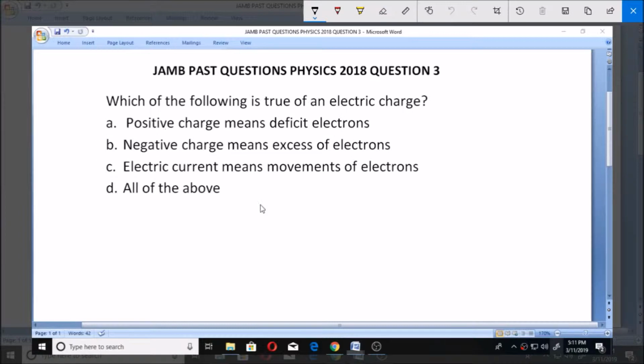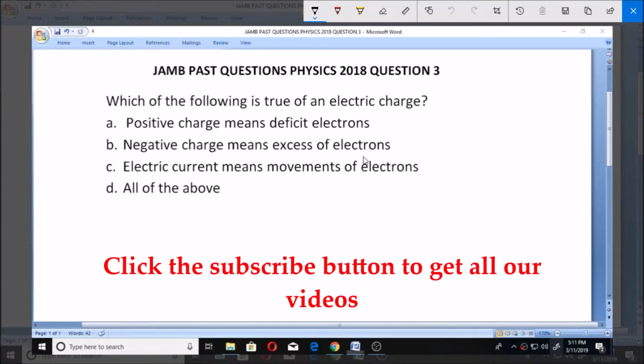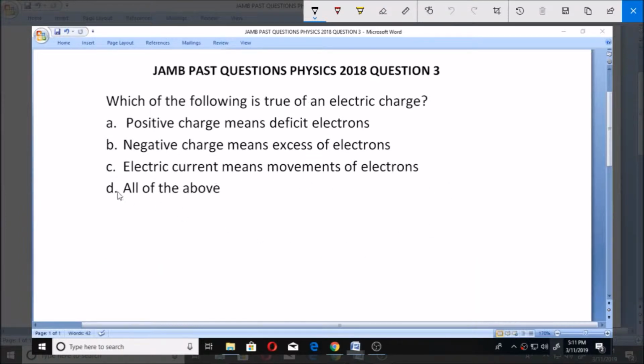A. Positive charge means deficit electrons. B. Negative charge means excess electrons. C. Electric current means movement of electrons. D. All of the above.